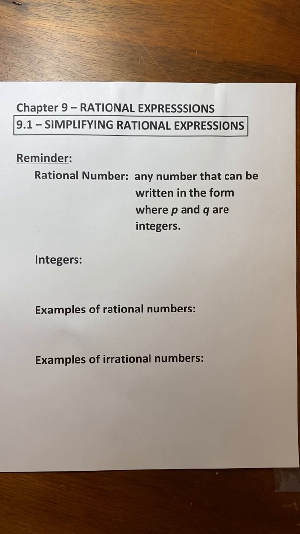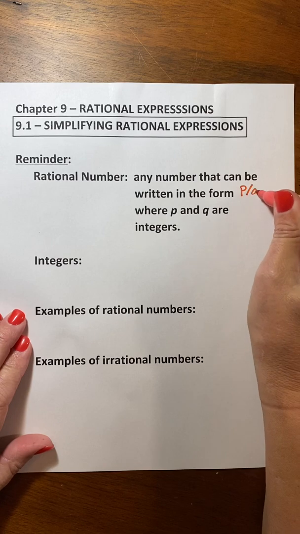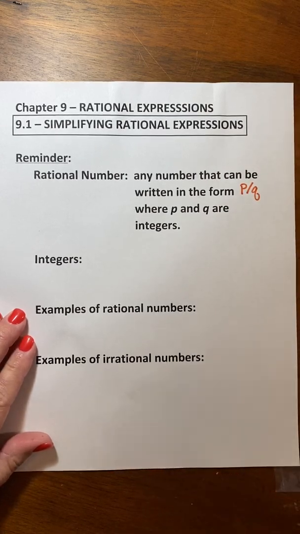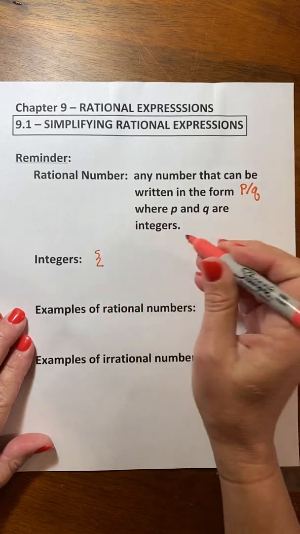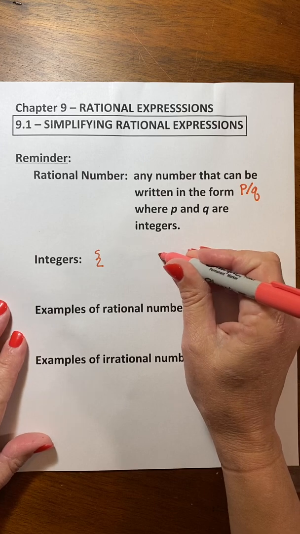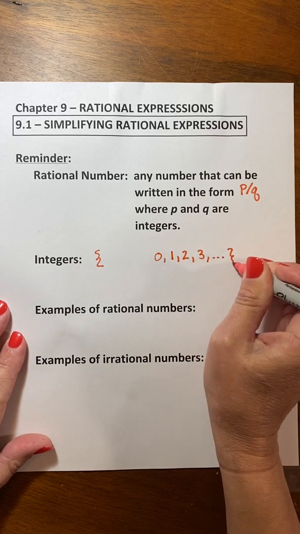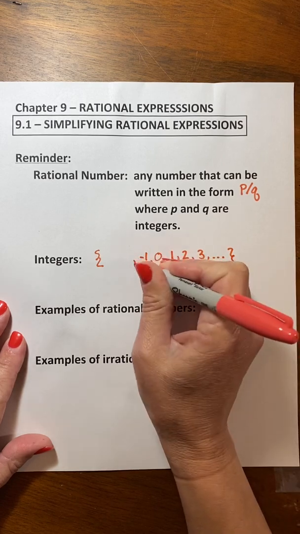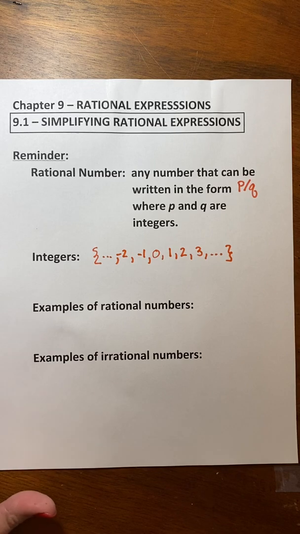A rational number, something you should have seen in a previous algebra class. A rational number is any number that can be written in the form p over q, or as a fraction, as long as p and q are integers. So they're not decimals, they're not radicals. Reminder what an integer is. An integer is all our counting numbers, 0, 1, 2, 3, forever. And then their negative counterparts, so negative 1, negative 2, all the way to negative infinity.